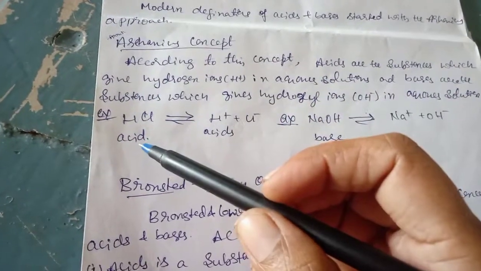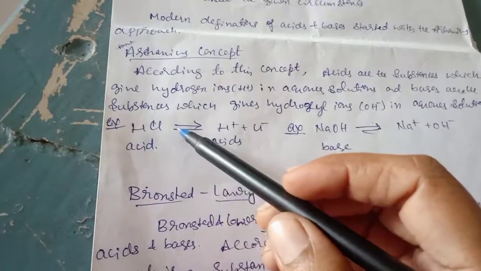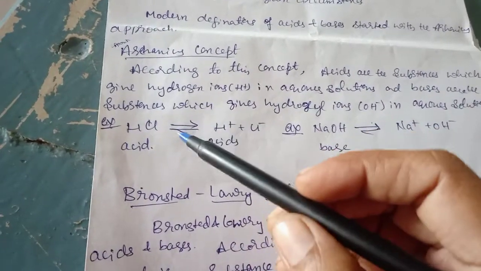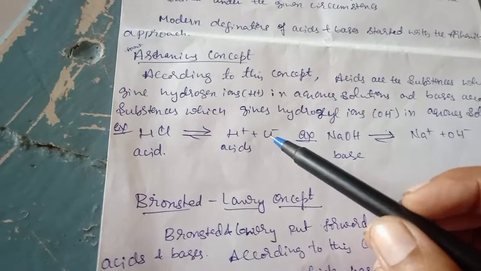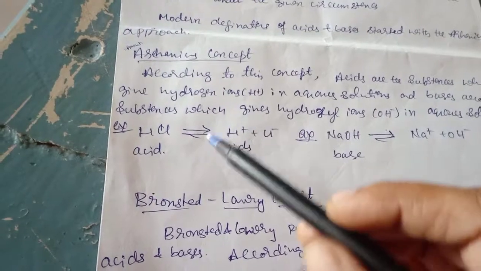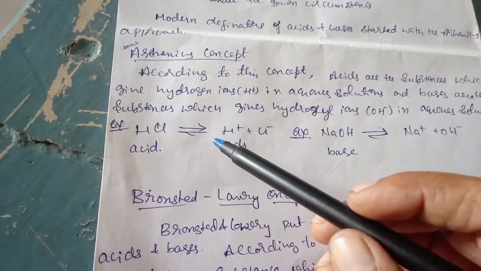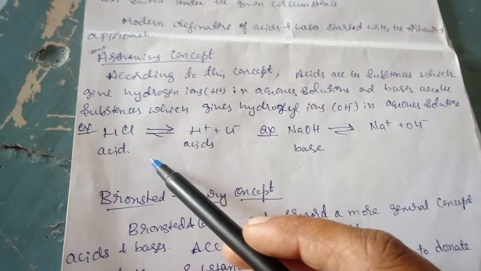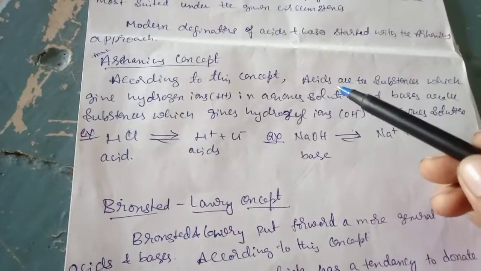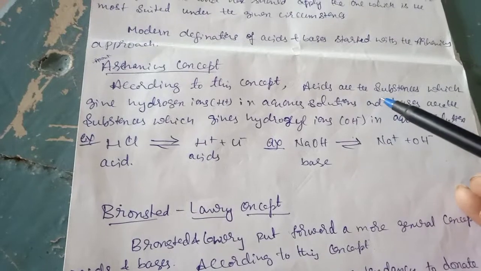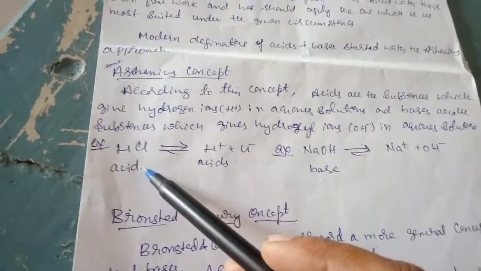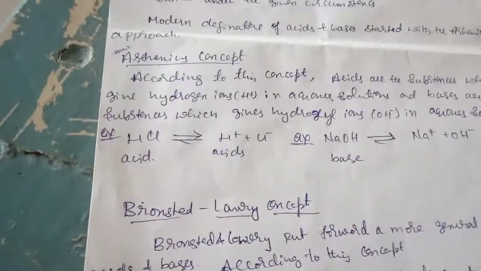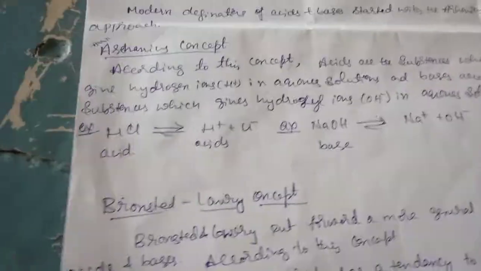So we know already from PUC, HCl is an acid. In the equilibrium reaction, what does it give after ionization? It gives H plus ion and Cl minus ion, in aqueous solution. This is the example for acid. So here, after ionization it gives H plus ion. This is called an acid according to the Arrhenius concept.